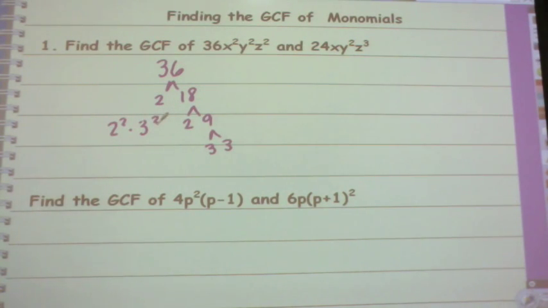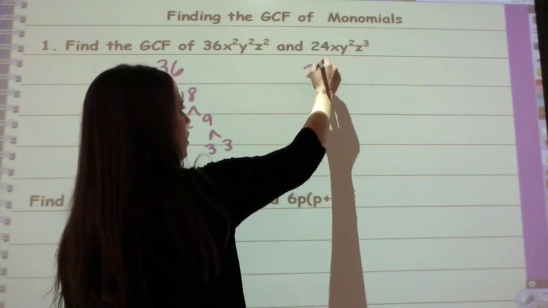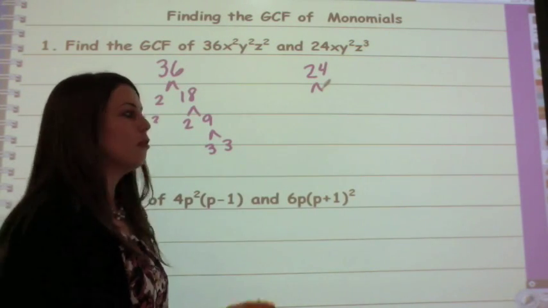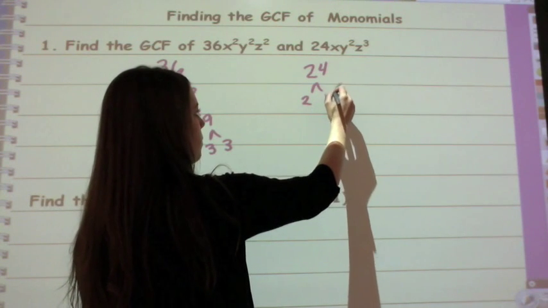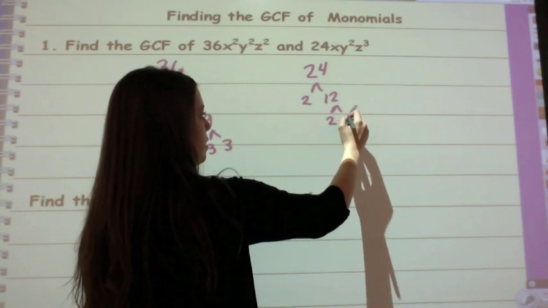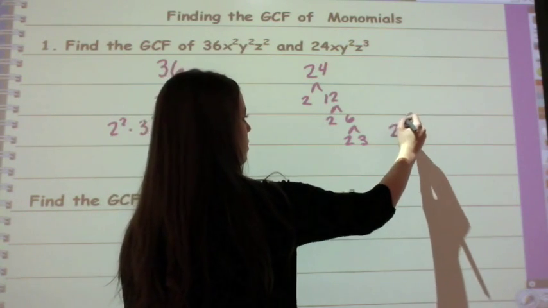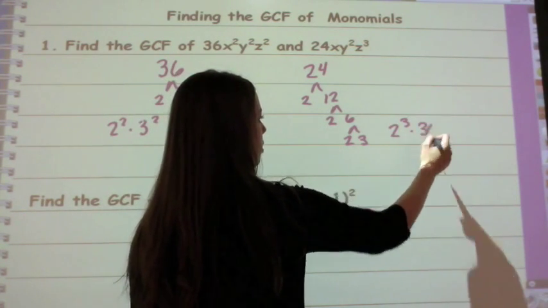Then the factor tree for 24, this is the way I see it. I see the factors of 24 are 2 and 12. 12 is 2 and 6. And 6 is 2 and 3. So we can say that this is 2 cubed times 3.